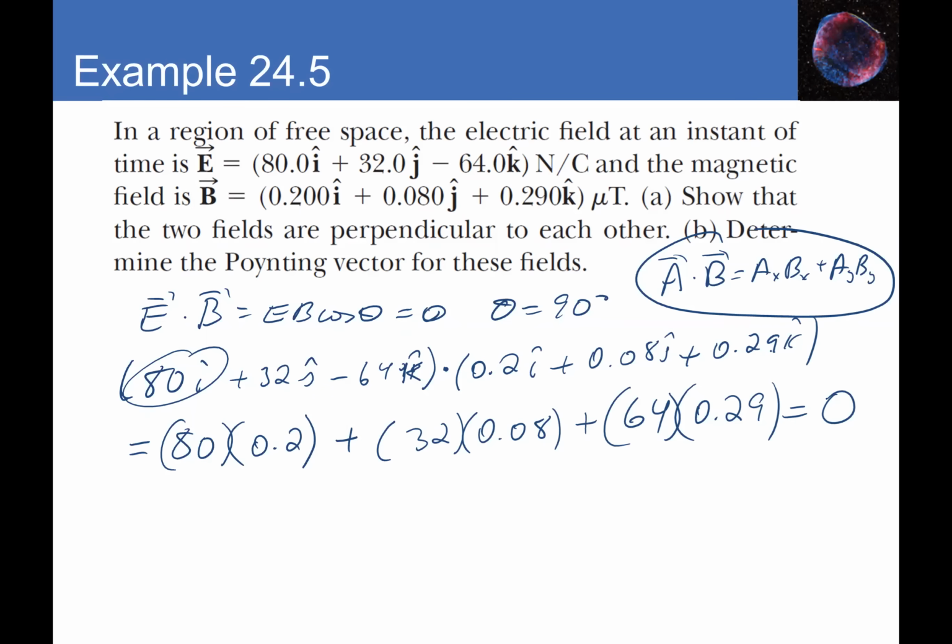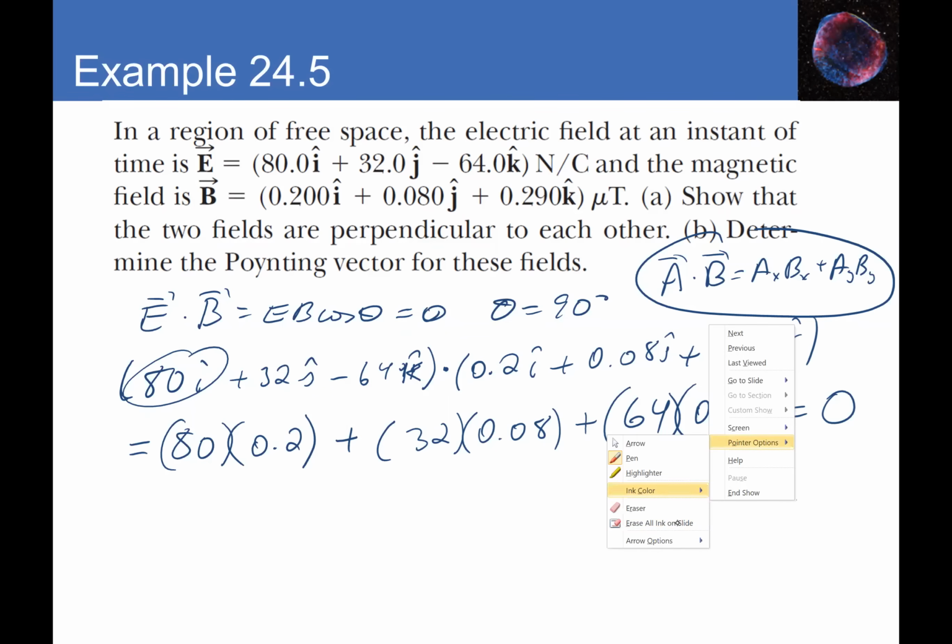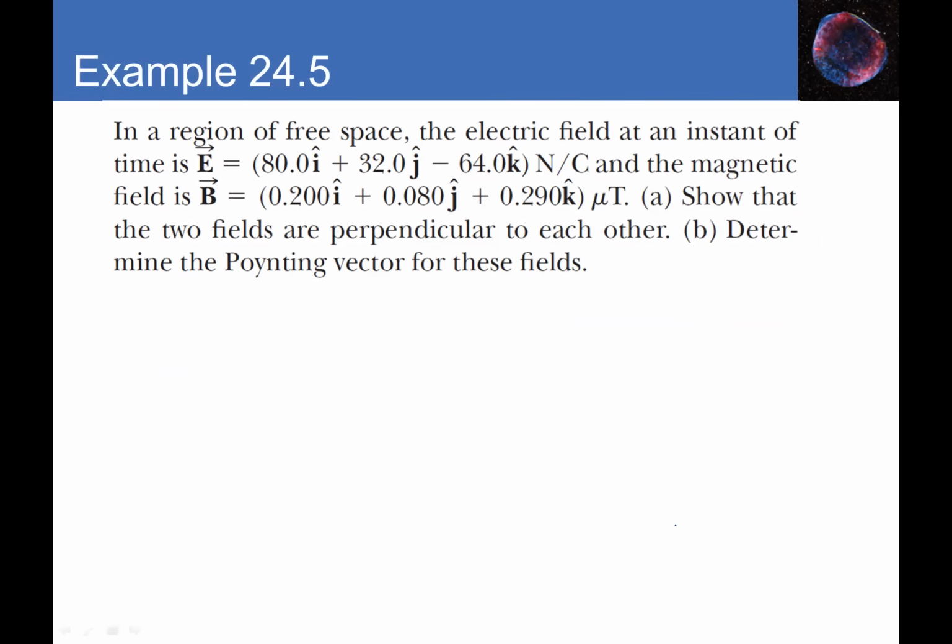Part B says to determine the Poynting vector for these fields. Now that's a little bit harder job. We need more room for that. So S is equal to E cross B over mu naught. That means what we need to do right now is find E cross B. There are several ways we can do that.